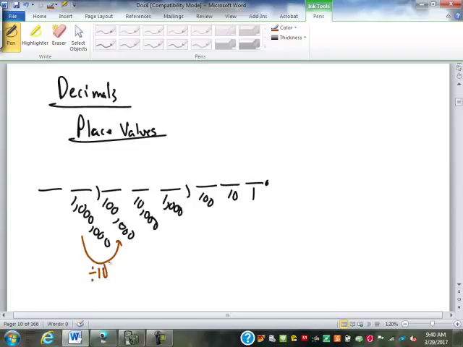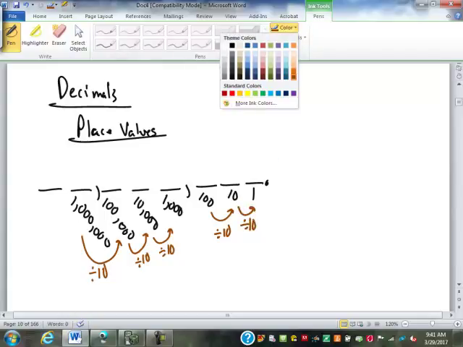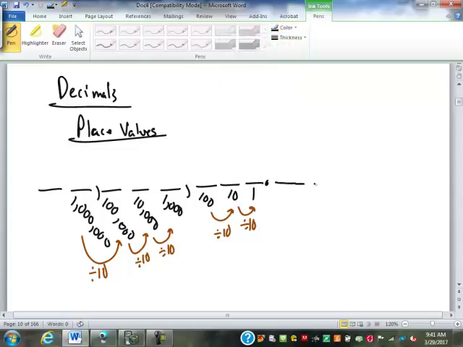1,000,000 divided by 10 is 100,000. 100,000 divided by 10 is 10,000. 10,000 divided by 10 is 1,000, and so on. 100 divided by 10 is 10. 10 divided by 10 is 1. Well, if we continue to move past the decimal point, and we continue that pattern of every time we move a place value to the right, we divide by 10.